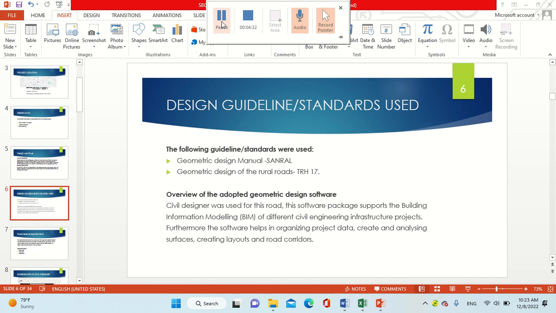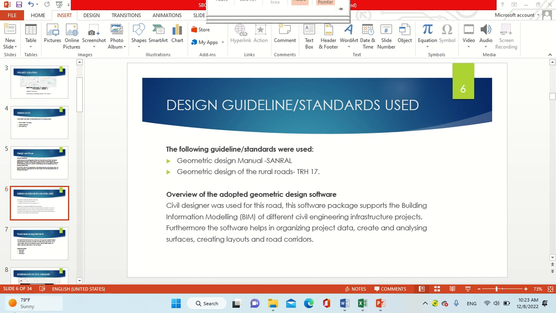We have used Civil Design for this road. This software package supports building information modeling, BIM, of different civil engineering infrastructure projects. Furthermore, the software helps organize project data, create and analyze surfaces, and create the layout and road corridors.